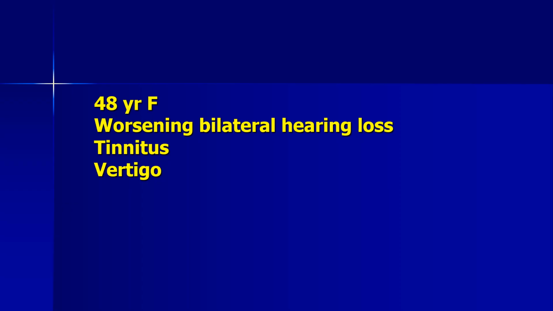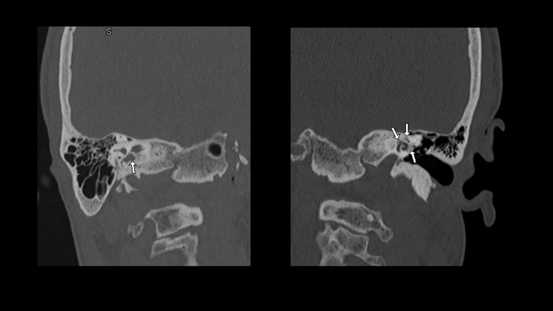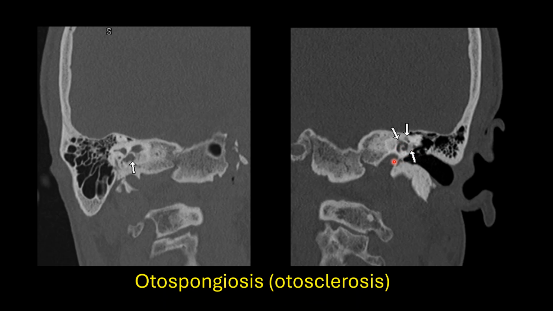Next case is a 48-year-old female presented with worsening bilateral hearing loss, tinnitus, and vertigo. These are the coronal CT images of this patient, and here we can see focal areas of hypodensity marked by these arrows. These hypodensities are located next to the cochlea and next to the oval window. So these findings are suggestive of otosclerosis in the spongiotic phase. In the spongiotic phase, we see demineralization of the bony structures adjacent to the cochlea and the oval window.